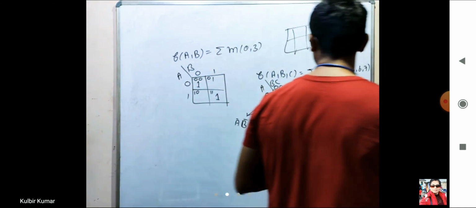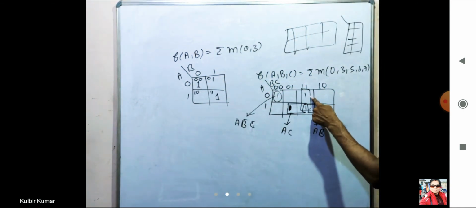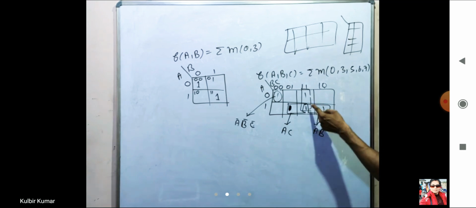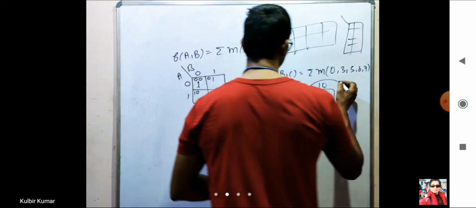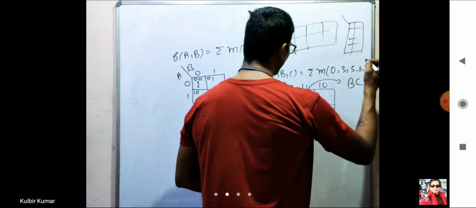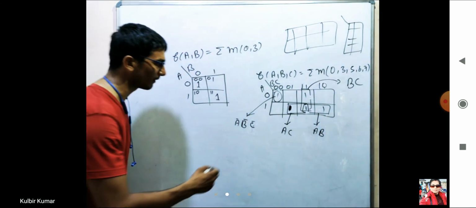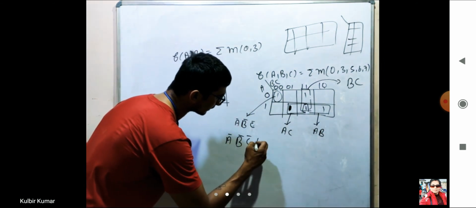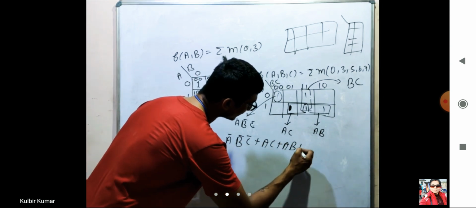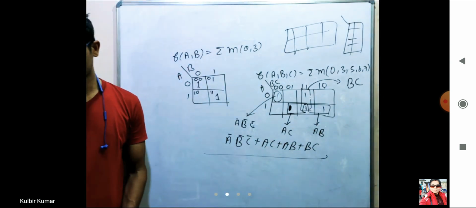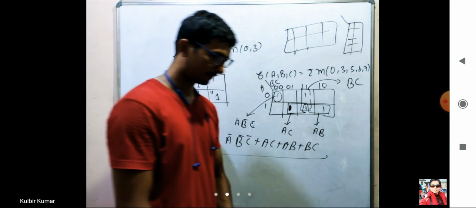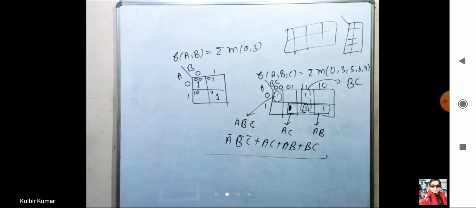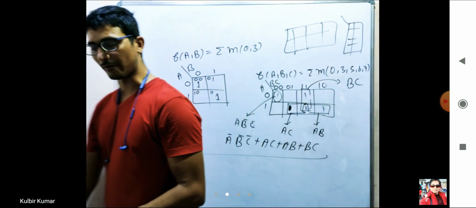And if I am talking about this pair, so this is the pair for 3 and this is the pair for 7. So I think 3 is nothing but A complement BC and it is ABC only. Fine. So इसके corresponding equation क्या बनेगा? Simply B and C only. So after simplification, what I got A complement B complement C complement plus AC plus AB plus BC. That's it. Okay, is it clear to everyone?